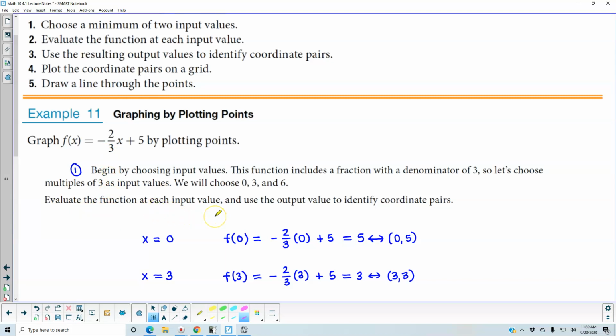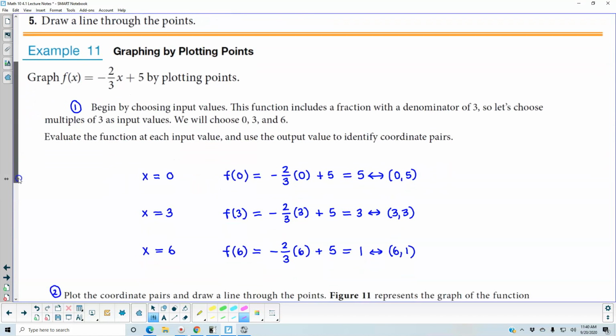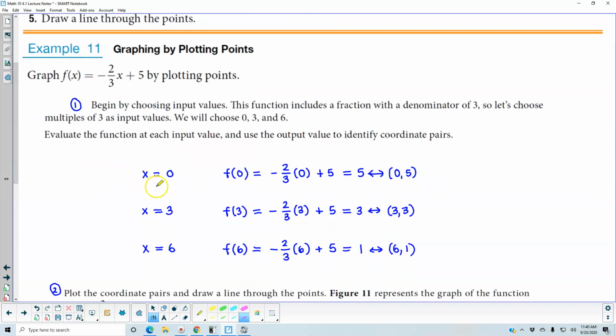at each input value and use the output value to identify coordinate pairs. So the first value that we're choosing is x is equal to 0. So we're finding f of 0 by plugging 0 into the function. So negative 2/3 times 0 plus 5 is 5. So therefore our ordered pair is going to be (0, 5).